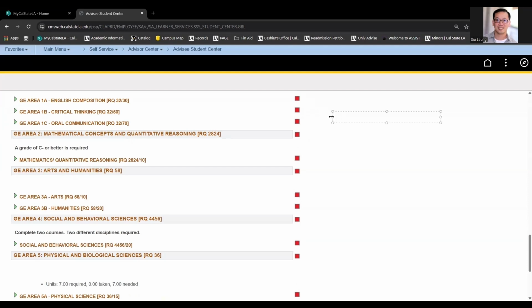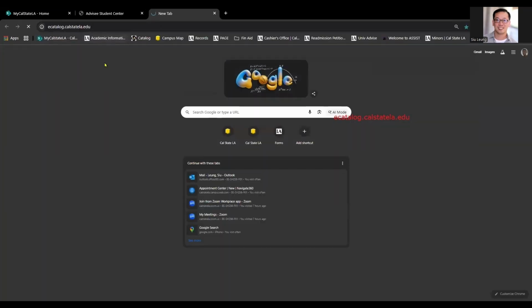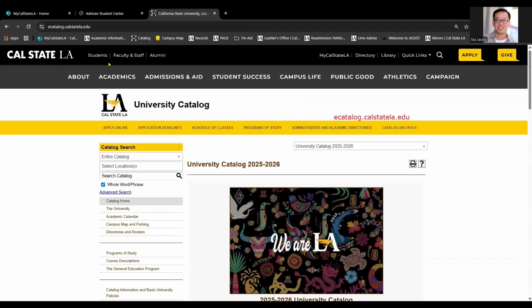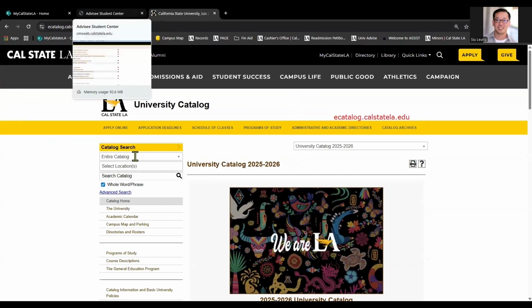So basically, it's just called eCatalog.calstatela.edu. Okay, so you want to copy this, and I'll leave that up here. Maybe I'll change the color a little bit darker so you can see it better. eCatalog.calstatela.edu. So what you want to do, just go ahead and open up a new browser. Just copy paste that. I'm going to go to the catalog, and I'm going to show you how to find those GE classes, right? So this is the eCatalog.